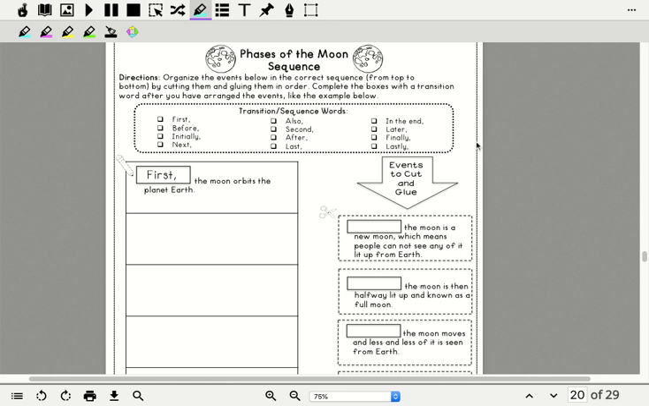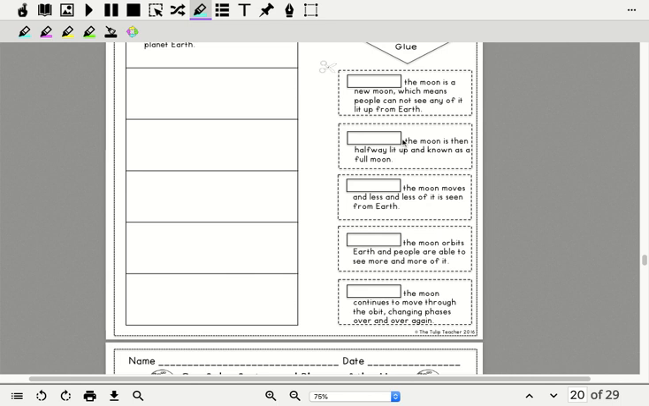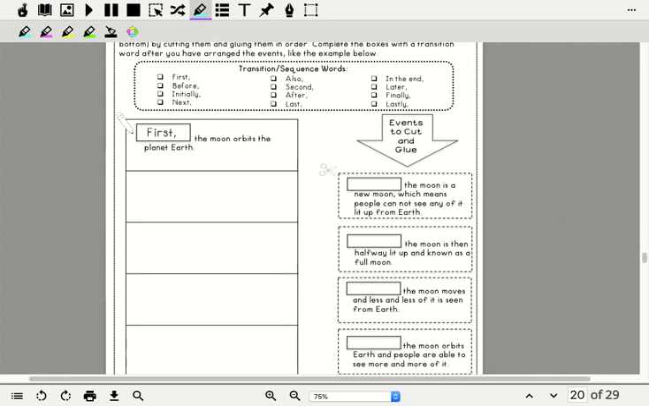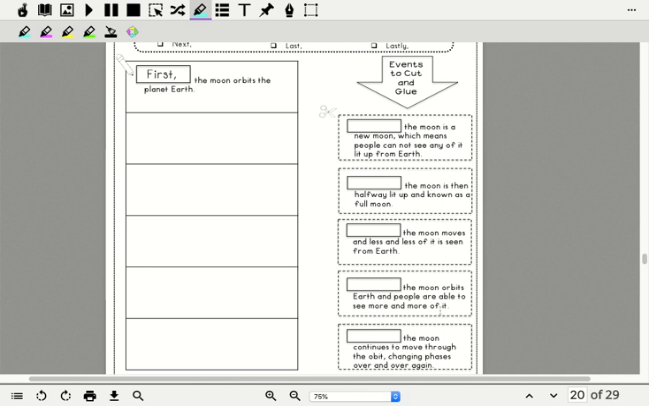So it says, organize the events below in the correct sequence from the top to the bottom by cutting them and gluing them in order. Complete the boxes with a transition word after you've arranged the events, like the example below. Okay, so what I'm going to do is, we have 1, 2, 3, 4, 5. We have 5 boxes here.